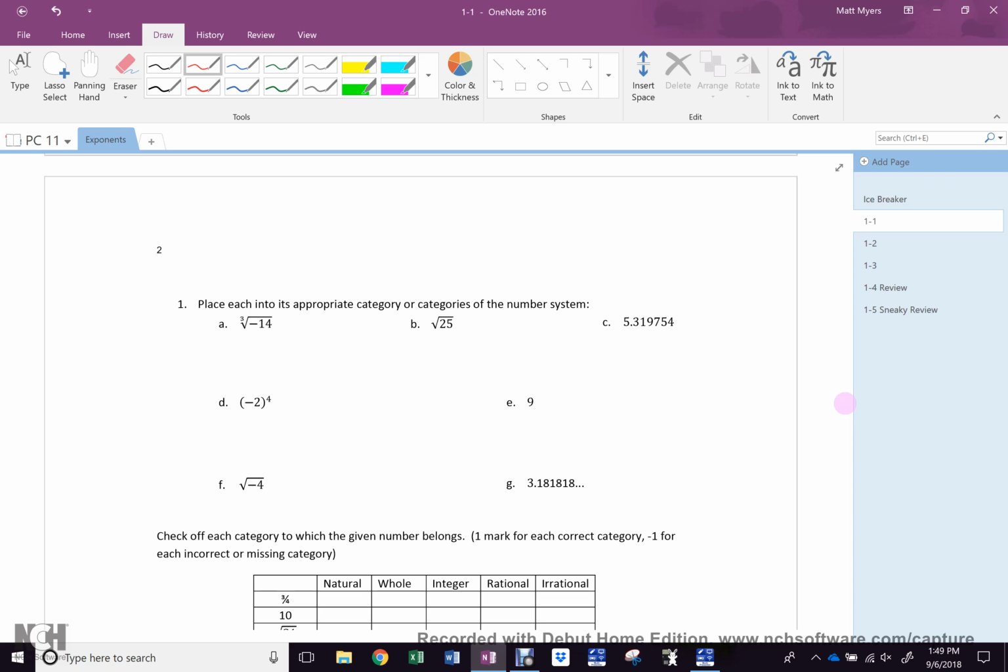All right. What's the first one? Irrational. Abso-smurfly correct. What's the second one? Natural. Because, of course, the square root of 25 is 5. What's C? Rational. Why? It ends. Right? Even though it doesn't repeat, it stops. What's D?